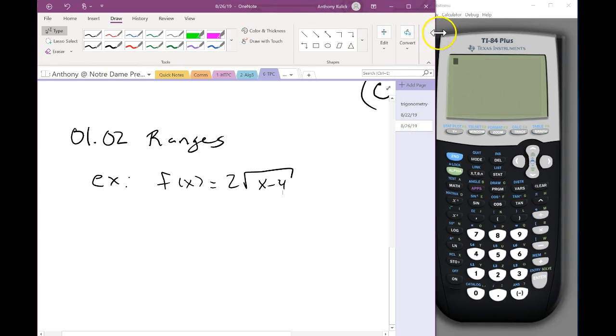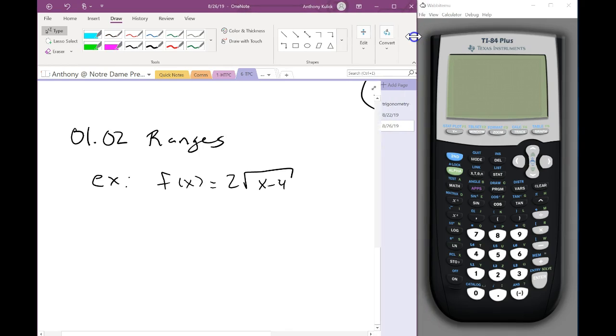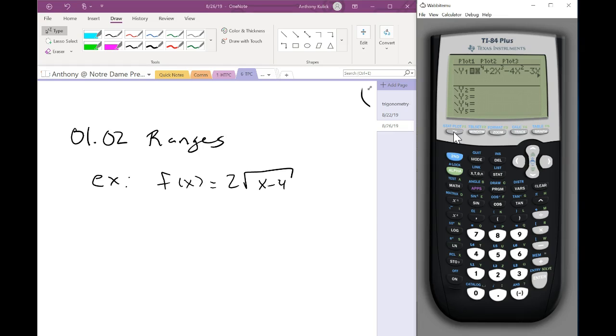So I can see these both at the same time. That looks good. Okay. So let's say we want to find the range for 2 times the square root of x minus 4. So one way that we can do this is use our calculator. If I press the y equals button, I can type in this function into my calculator.